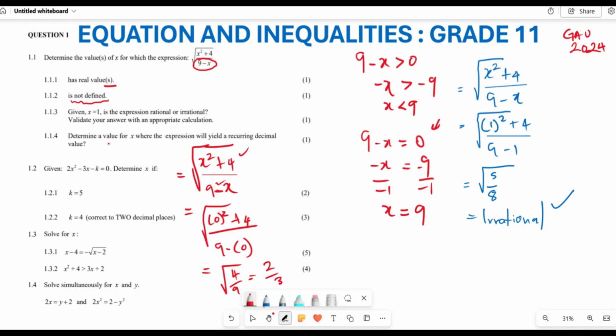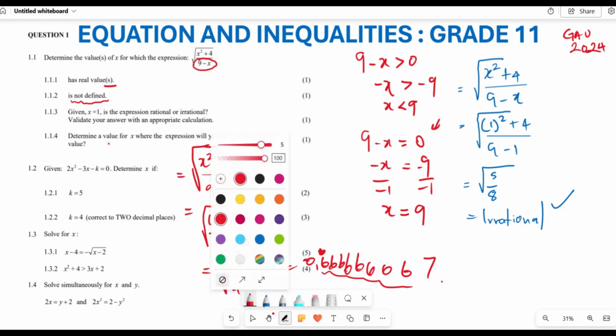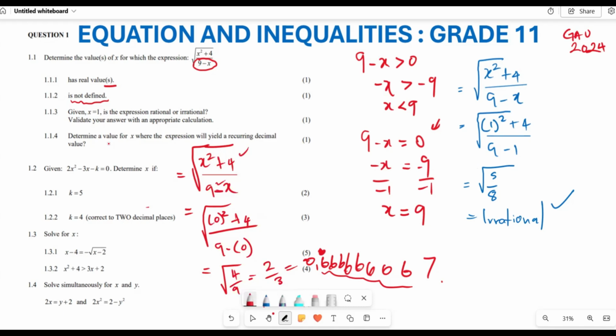Now, when you say this is 2 over 3, this is the same as, when you write it in decimals, 0 comma 6, I think it's 6 and then 7 at the end. So these are the recurring decimals, because the numbers are continuing in a constant pattern. Are we together? So they say determine the values of x, which means this is where your x is going to be equal to 0, where you're going to have these as recurring decimals. All fine?